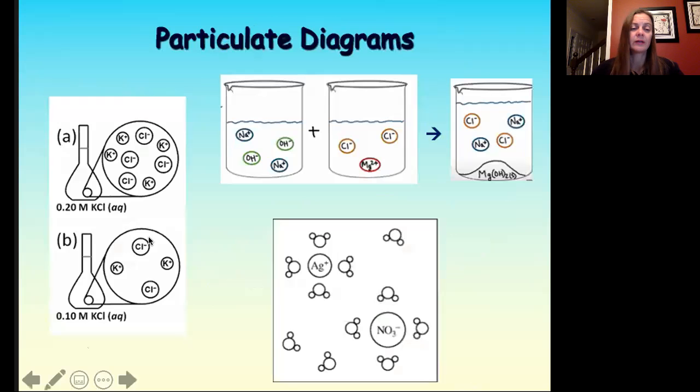So if we look at this first one on the left here, we have 2 different volumetric flasks, one containing a 0.20 molar solution of potassium chloride, and the other one containing a 0.10 molar solution of potassium chloride. So if you are asked to represent 2 different solutions or 2 different concentrations of the same solution, you would want to make sure that your particulate diagram of the higher concentration one contains, well, in this case, twice as many particles. So we're seeing twice as many potassium ions and twice as many chloride ions.